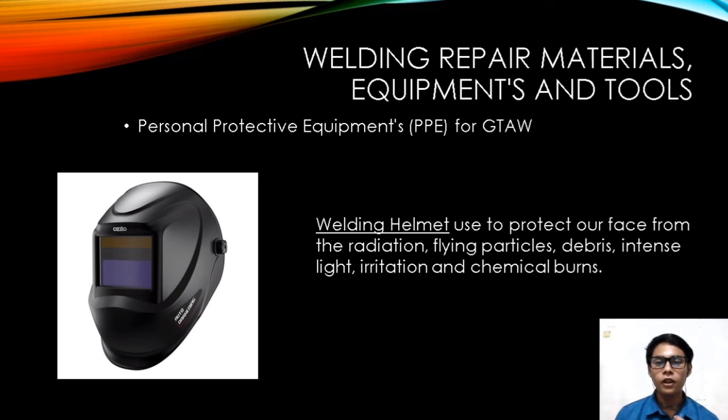So first, we have the welding helmet. The welding helmet is used to protect our face from the radiation, flying particles, debris, intense light, irritation, and chemical burns. When we use the welding helmet, it can protect us from the harm of radiation. That's why it has the dark lens, and it can also protect us from the flying particles that the welding releases. And it can also protect us from the debris that might go into our eyes, and of course it can protect us from the intense light that the welding releases.